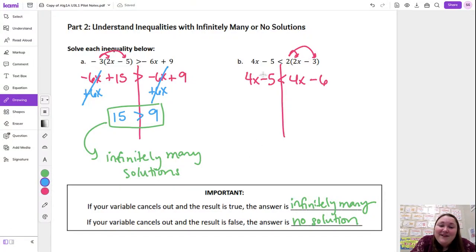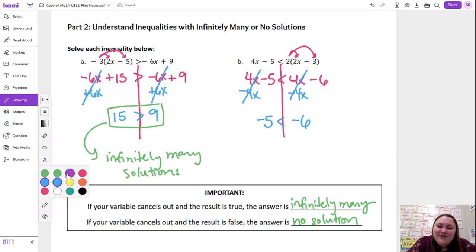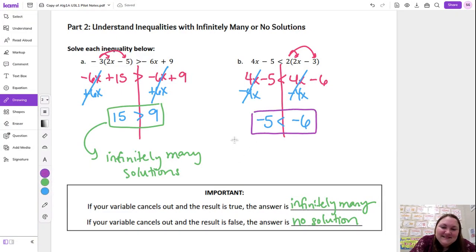My next step, I've got variables again on both sides, so I want to cancel one variable. But when I do that, same as on the left side, I end up canceling both, and I get negative 5 is less than negative 6. Again, I have no variable. It's canceling out on both sides. And so just like before, I need to use this result here to help me decide my final answer. Negative 5 is less than negative 6.